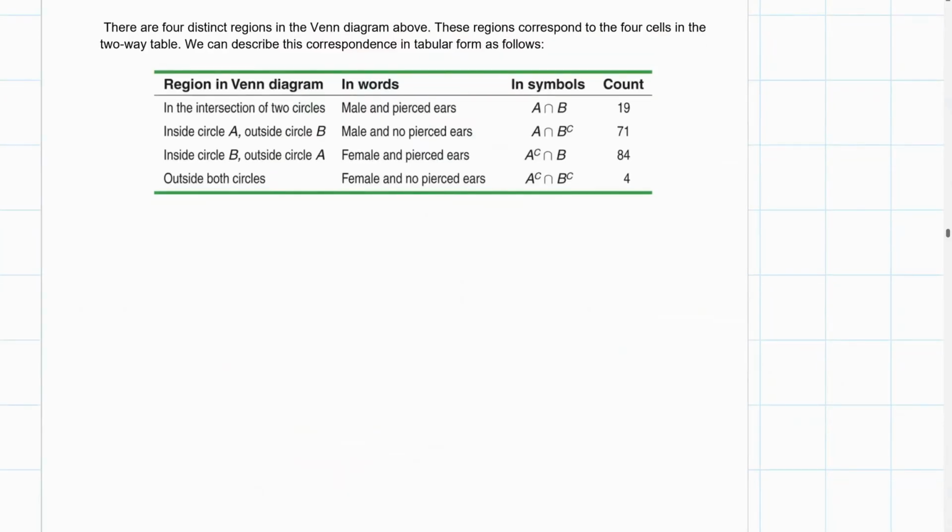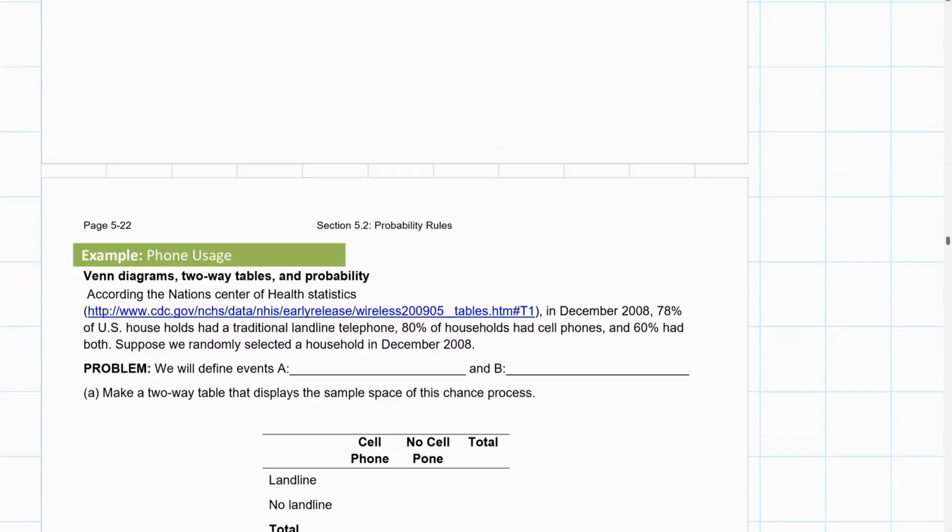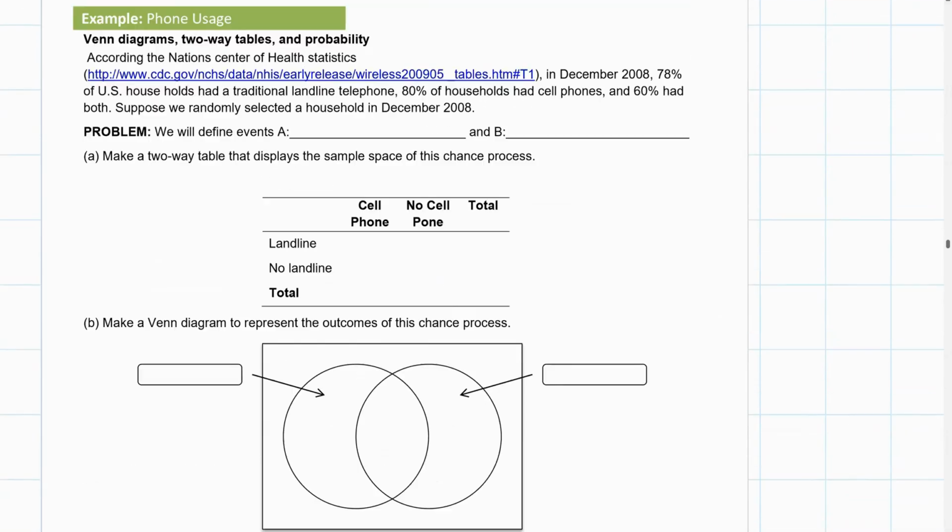And so we have those 4 distinct regions, and one of the distinct regions is A and not B. Those are, again, the males with not pierced ears, or A complement intersection B, and that would be, again, the non-males who have pierced ears. All right, let's try this one more time with one more set of data.